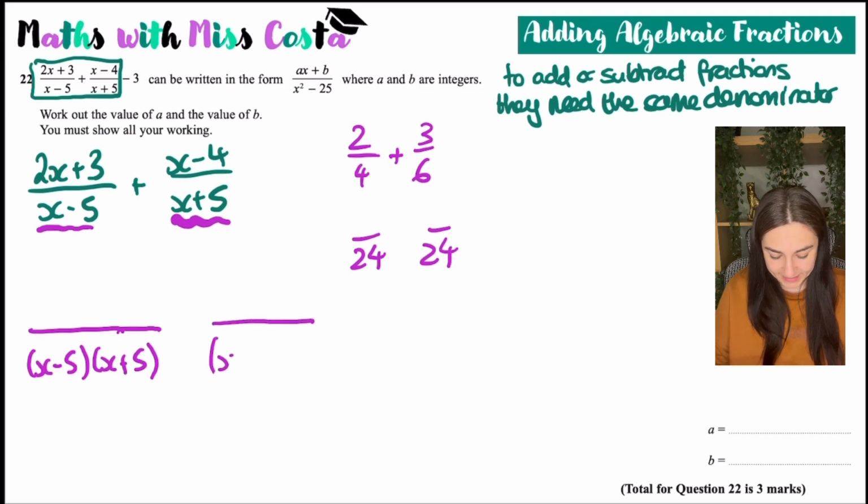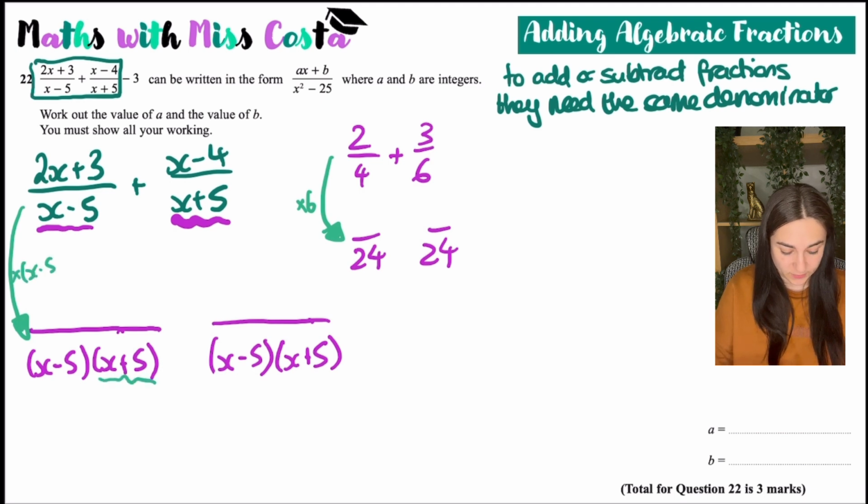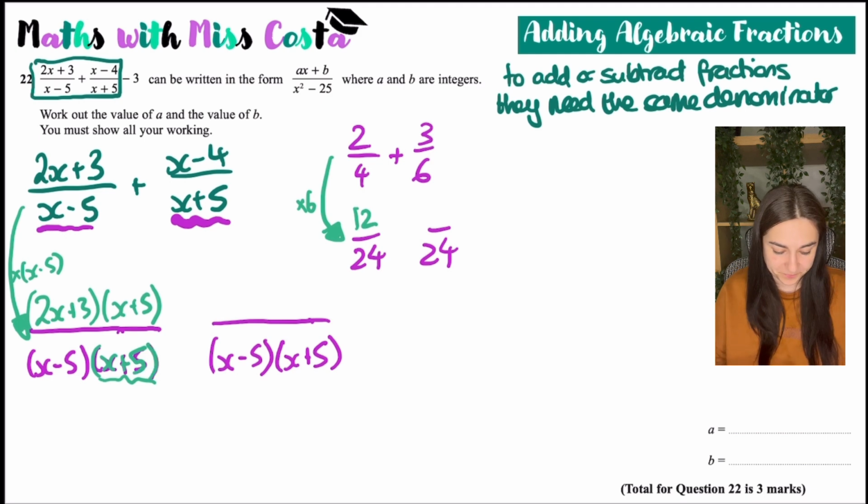And then I need to think to myself, what have I done to each fraction in order to turn it into this denominator? Well, just like over here, what I would have said is I've multiplied 4 by 6 in order to get that as my denominator. Over here, I've multiplied the denominator by x plus 5. So I need to do the same to my numerator, just like I would have done here to keep the fraction in proportion. So this would become (2x plus 3) brackets (x plus 5). So I'll actually highlight it in a different colour so that you can see that's what you're multiplying by.